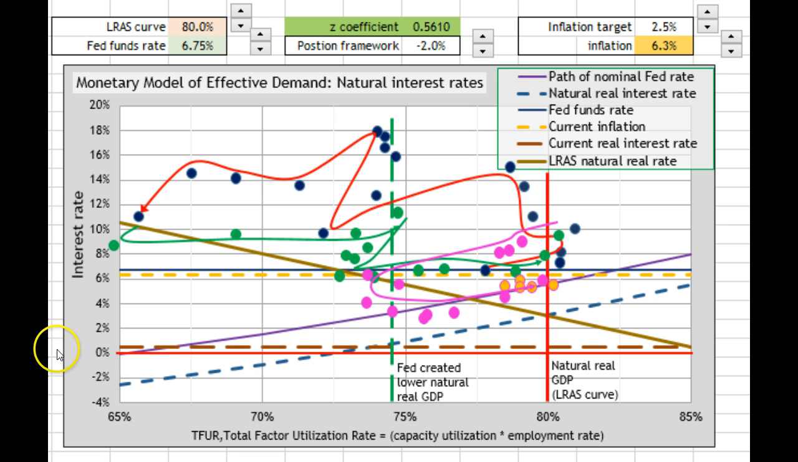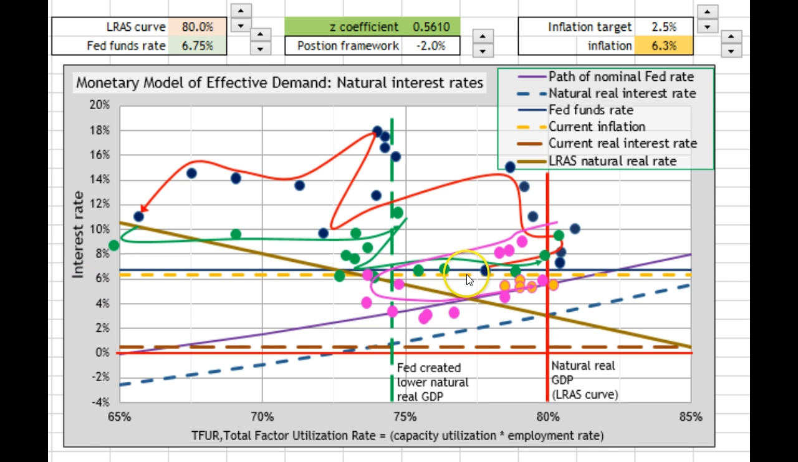Okay, so down here at the bottom we have the utilization of capital and labor. Multiply those together, you get the TUFR, which is the total factor utilization rate. I'm going to use that as a measure of output and production as a percentage of labor and capital utilization. And on the side here is just going to be interest rates. This will be the Fed rate, natural rates, just interest rates of various kinds.